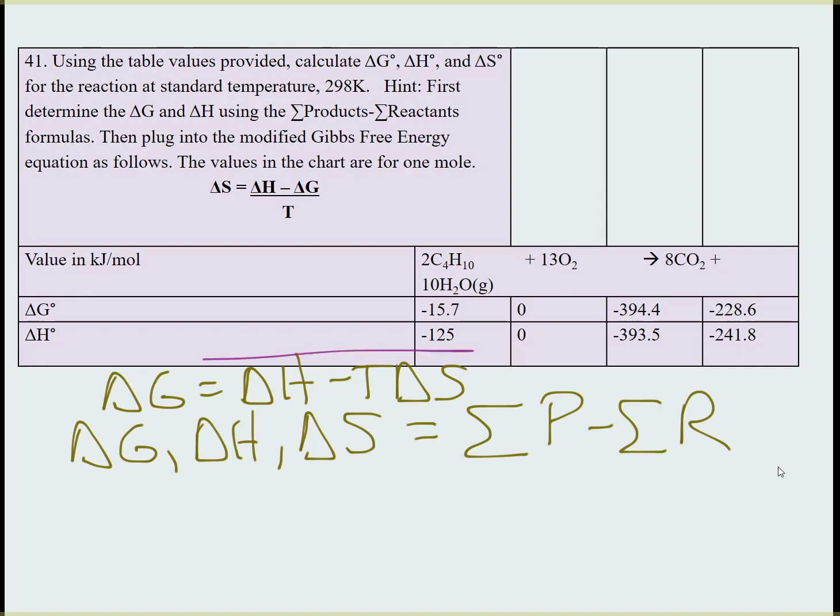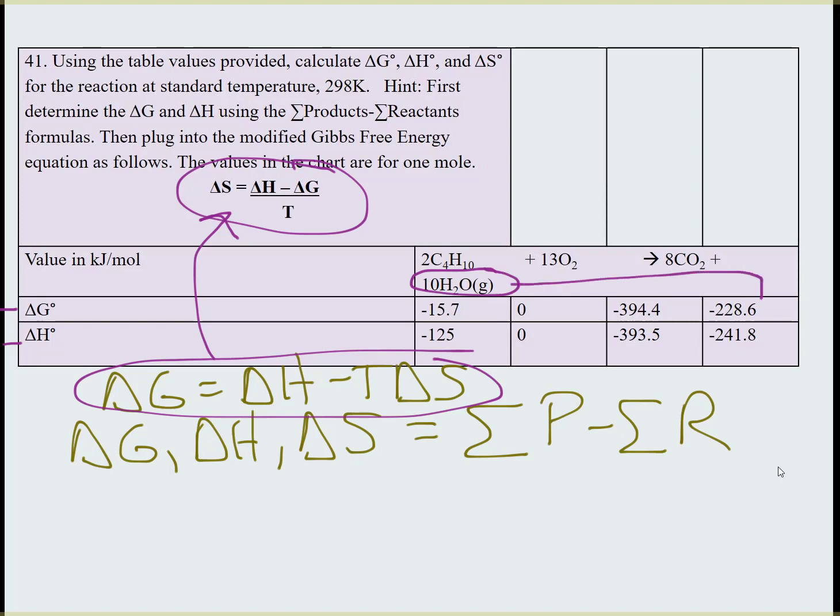We can take this equation and rearrange it to solve for delta S right there, so the entropy. Then looking at our data here, we have a delta G and we have a delta H, and we're given some values there. I need to find my delta G first and then my delta H, and I need to find them by doing products minus reactants. So let's quickly do that.